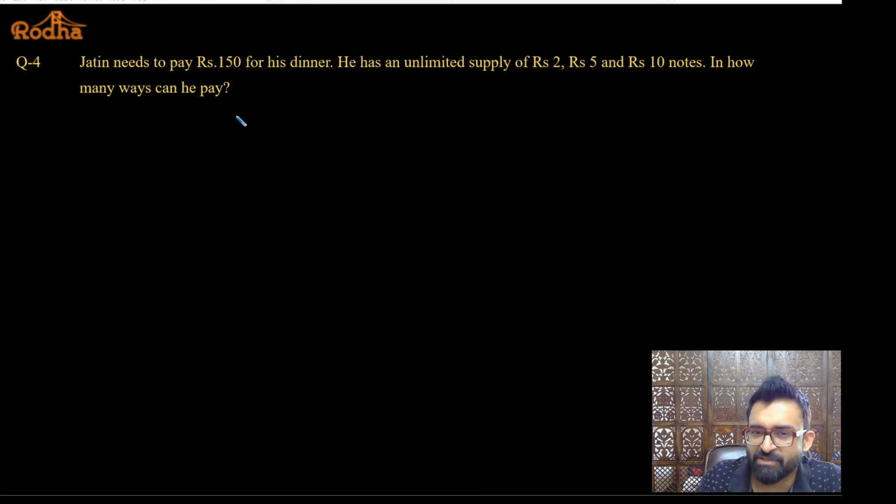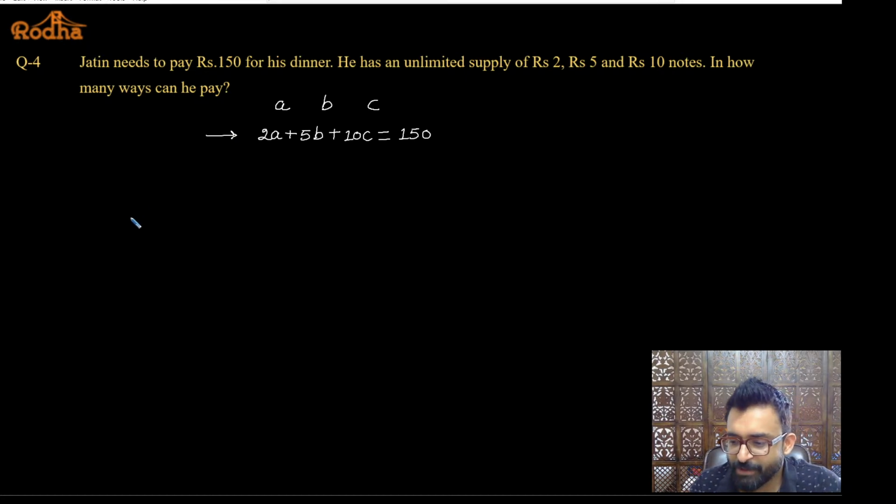That's what it is. So if I say that A is the number of 2 rupee notes, B the number of 5 rupee notes and C the number of 10 rupee notes, then what is the amount? 2A plus 5B plus 10C is equal to 150. Yes or no? This is the first thing we need to do. 2 rupees A notes, 5 rupees B notes, 10 rupees C notes, that is 150 rupees he has to pay.